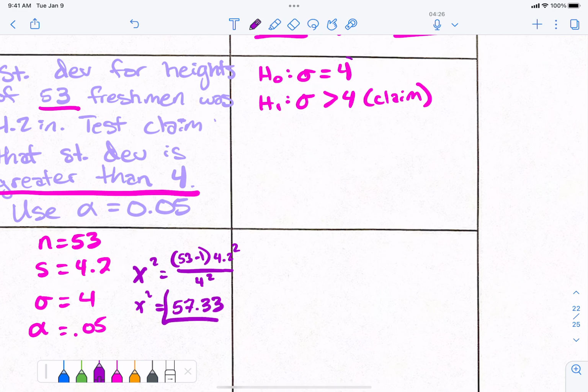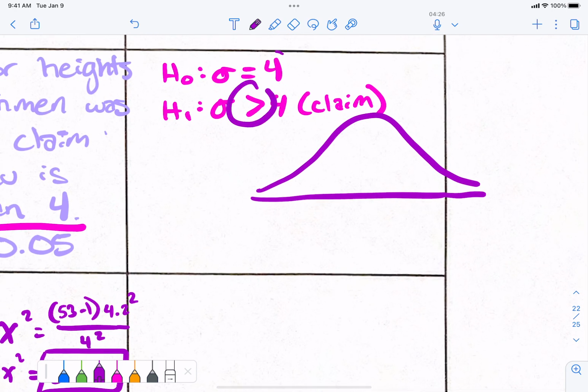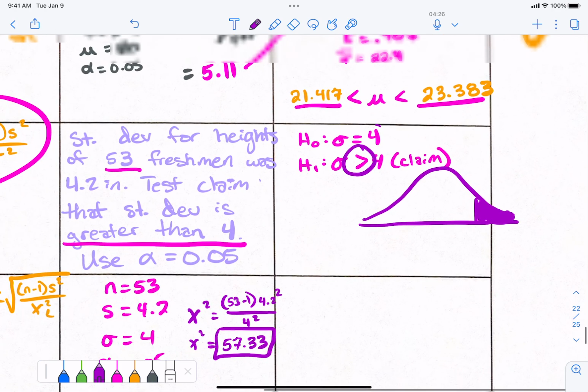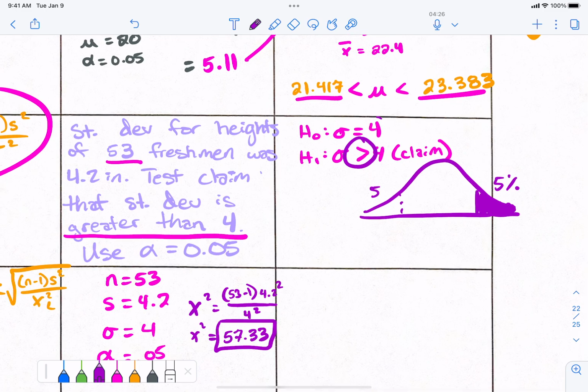So 57.3, that is our test value, okay? Let's do our bell curve here, and let's see what we get. Are we gonna do left-tailed, right-tailed, two-tailed? Right tail. Right-tailed, because greater than. So I'm just gonna shade that one. What percent goes in there? 5%, right? The whole percentage goes in there. We don't have to split it. Then we have an imaginary 5%, which means we're looking at 90% in the middle.